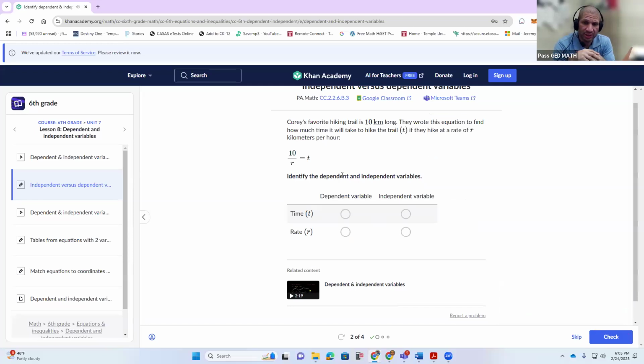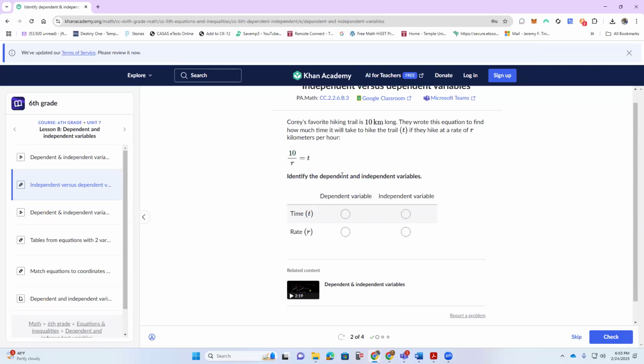Corey's favorite hiking trail is 10 kilometers long. They wrote this equation to find out how much time it would take to hike the trail, T, if they hike at a rate of R kilometers per hour. Identify the dependent and independent variables. Is time dependent or independent?